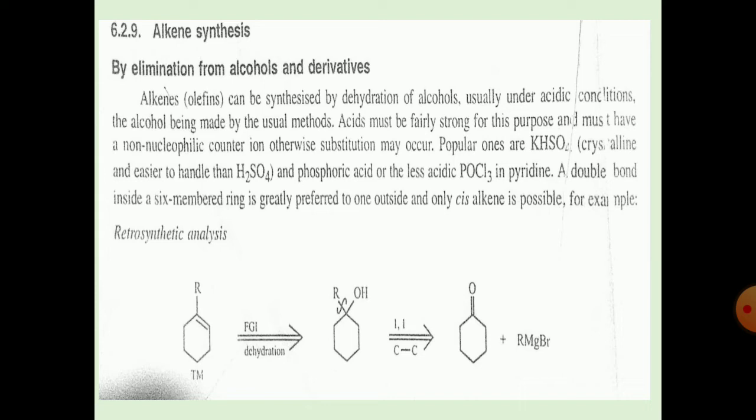For example, the retrosynthetic analysis first, in that the FGI is a functional group interconversion. Firstly, what happens is a dehydration.